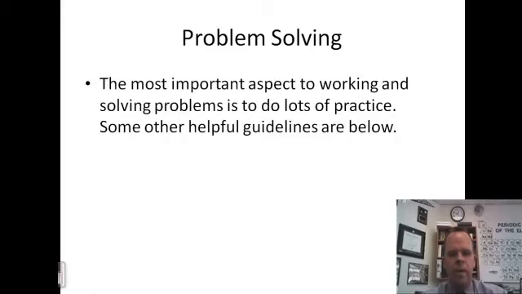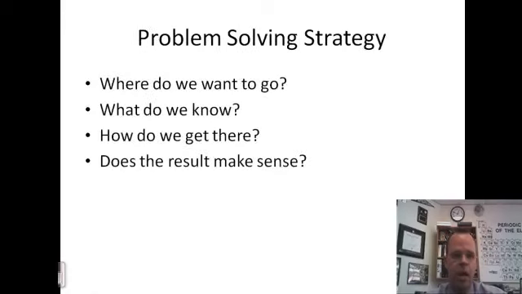One of the most important aspects to doing problem solving well throughout this course is lots of practice. You've got to practice and practice and practice these kinds of things on a daily basis to really get good at the problem solving method and to make sure that you are mastering each of the concepts. Some of the guidelines we're about to discuss, though, will be helpful as you set up an individual problem.